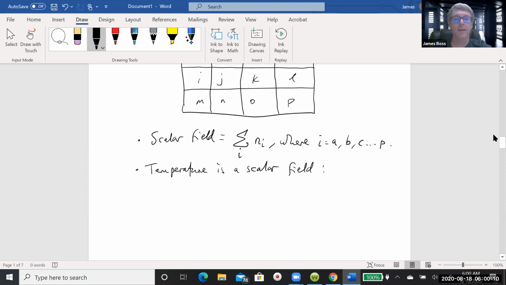Scalar field. So temperature is a scalar field. For example, just do a 2x2 grid here. This grid could be 5 degrees. This grid could be 6 degrees. This grid could be 10 degrees. This grid could be 5 degrees again, etc. So there's only one piece of information.